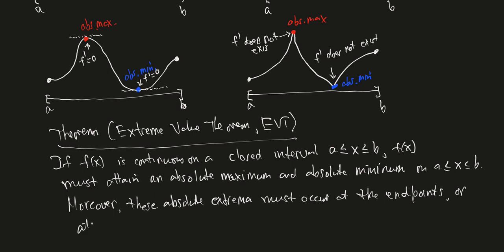I think I misplaced the dot over my i. So at critical values inside the interval, right? So that gives us a nice way of determining where they are. Like, where are the absolute min and max, and what is their value, right?